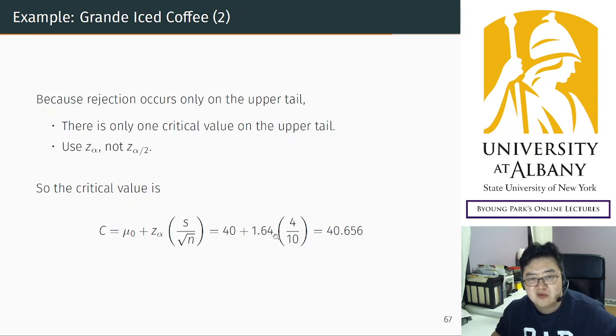And then algebra is simple. Pretty straightforward algebra. And then the result is 40.656. So you allow 0.656 degrees as a margin. So any coffee shop with temperature above this level will be punished or rejected.